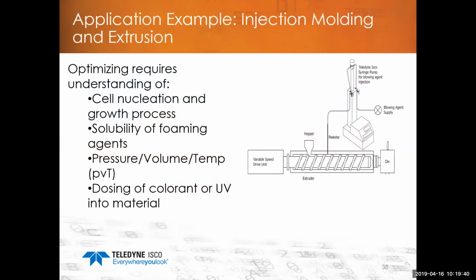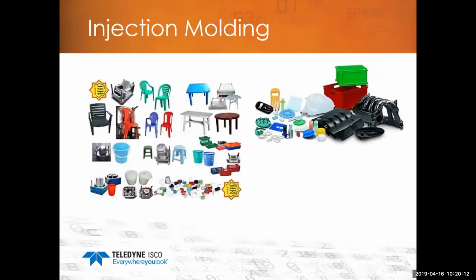Another application for us in the plastic market is injection molding and extrusion. You're dosing a color in there, or UV material. So if you're creating something, you want to extrude a cup or a glass or something like that, and you want it to be a specific color, or you want it to have UV protection so the color doesn't fade, you can use our pumps to slowly dose that agent into the process as the product is being extruded. And here are some examples of where you would see that kind of stuff.